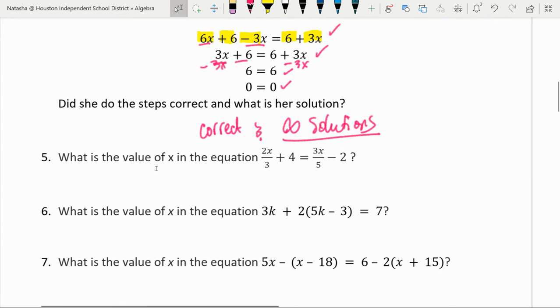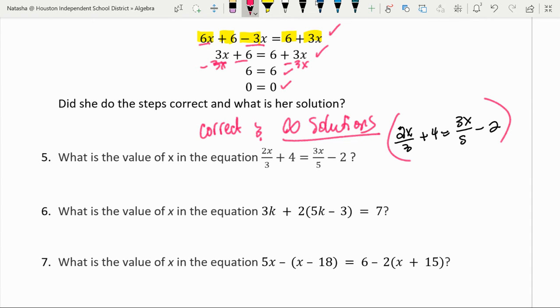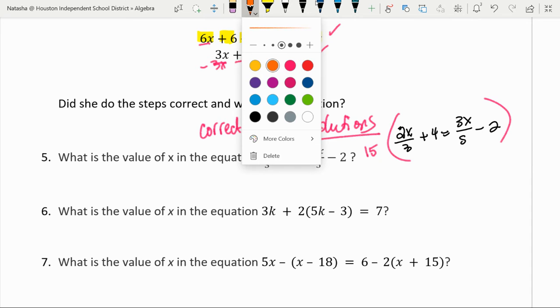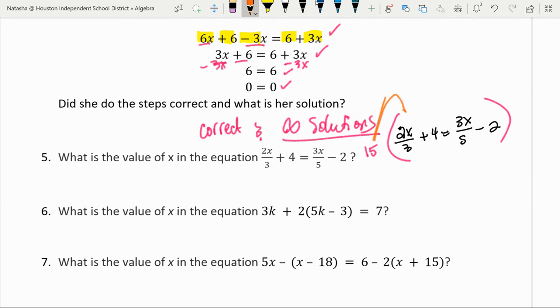Number 5. And number 5 is another one where I made a calculation error. The error I made, I'm going to rewrite the equation. So I have 2x divided by 3 plus 4 is equal to 3x divided by 5 minus 2. Okay, I'm going to get rid of my fraction, so that means I'm going to multiply by my common multiple of 3 times 5, which is 15. The mistake that I made is when I distribute that 15, which needs to go to all the terms, I didn't do it to my negative 2.